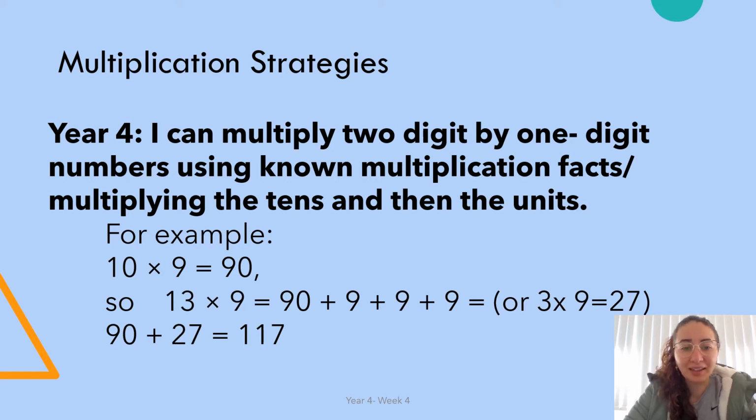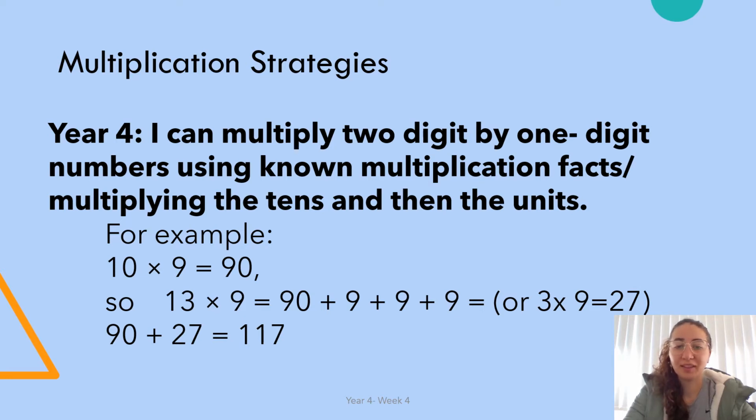So basically here, when we say known, things that we understand already. Here we've got a question. For example, we know that 10 times 9 is 90. So if we have a question like 13 times 9, we can automatically solve that 9 by the 10 is 90, plus the 3 times 9, which is 9 plus 9 plus 9, repeated addition, or you could do 3 multiplied by 9 is 27.